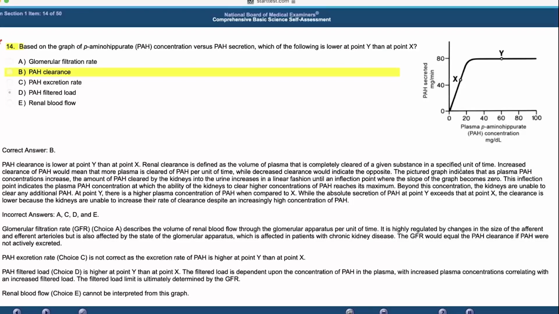Trying to remember this graph. I haven't seen one of these in a long time. Let me think. PAH concentration versus PAH secretion. So you're clearing it and then you're going to hit max there.